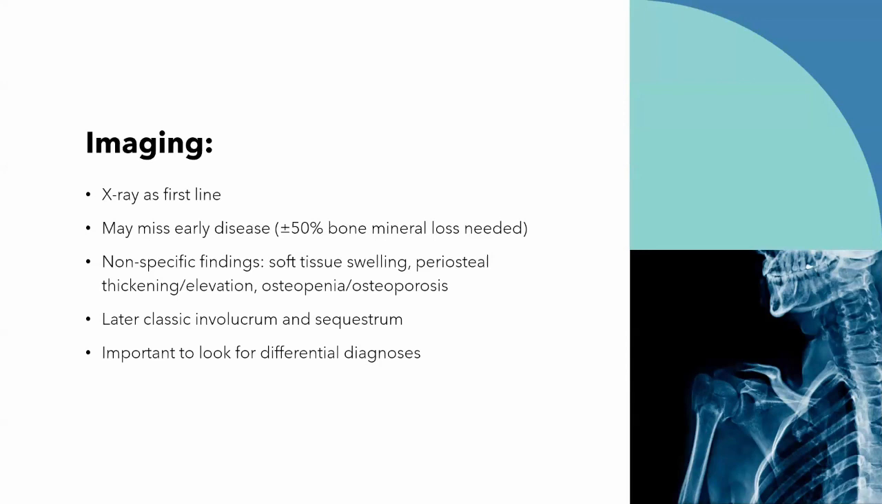So we're also going to look for indirect, non-specific, and often subtle findings like soft tissue swelling, periosteal reactions, osteopenia, and such. If you do end up seeing involucrum and sequestrum, it's pathognomonic. But please look for differentials. The patient can present still with fractures, with bone tumors, with METs, with other arthritides and other joint disorders.